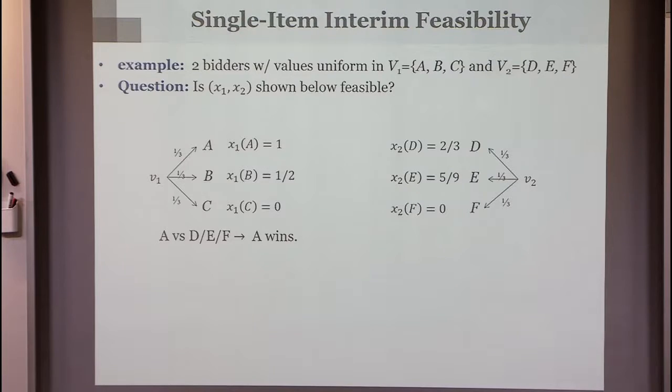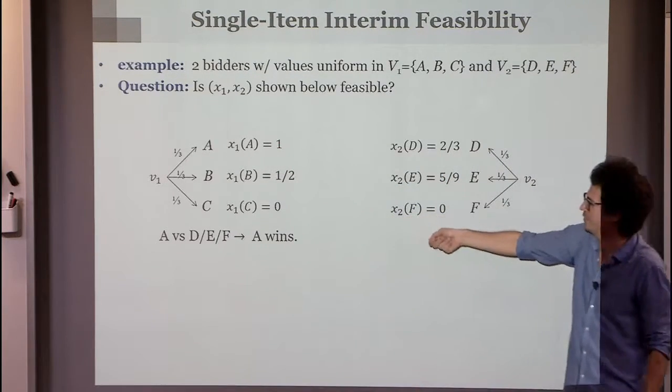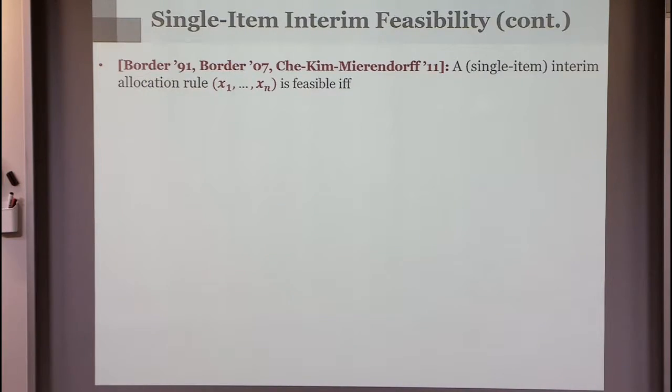In the previous slide, we were lucky because we had this one that forced our way through this example and these 2/3. But in general, it's hard to check if an interim rule is feasible. So the question is, is there an easy way to check whether an interim allocation rule is feasible? Starting with Border and follow-up papers, we got a very nice characterization of when an interim rule is feasible.